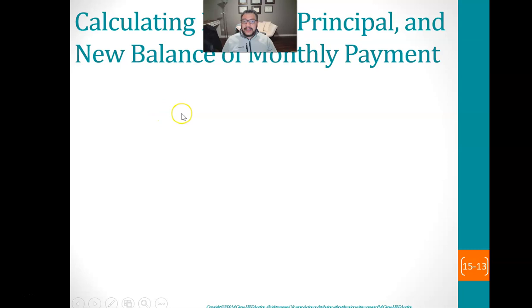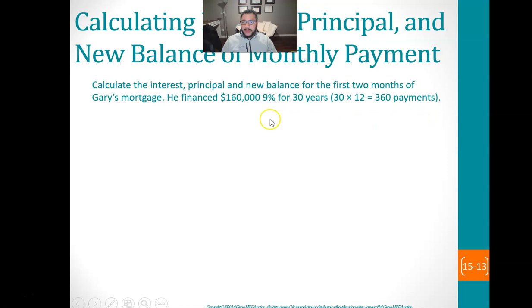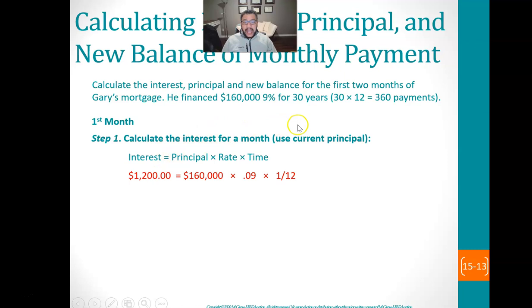Let's calculate interest, principal, and the new balance after making payments. All right, so we're going to look at the same loan we've been talking about. He financed $160,000 at 9% over 30 years, so we're going to end up paying 360 payments. We know that the payment is going to be $1,288, right?